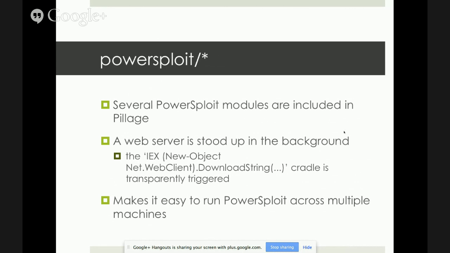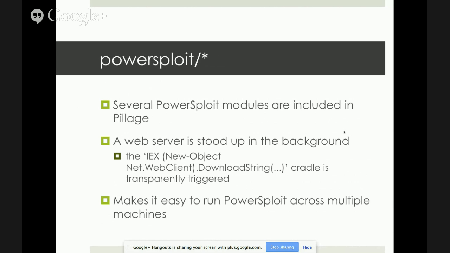So PowerSploit. The PowerSploit project is awesome. It's extremely powerful. And for people that aren't aware of it, it's a PowerShell post-exploitation framework. It has stuff like invoking shellcode, keyloggers. You can invoke Mimikatz completely in PowerShell, which is awesome. The one problem with PowerSploit is that the barrier to entry is a bit high. It can be a little bit difficult to use if you're not used to weaponizing it. So one thing I wanted to do with Pillage was lower that barrier to entry and make PowerSploit as easy as possible to run across multiple machines.